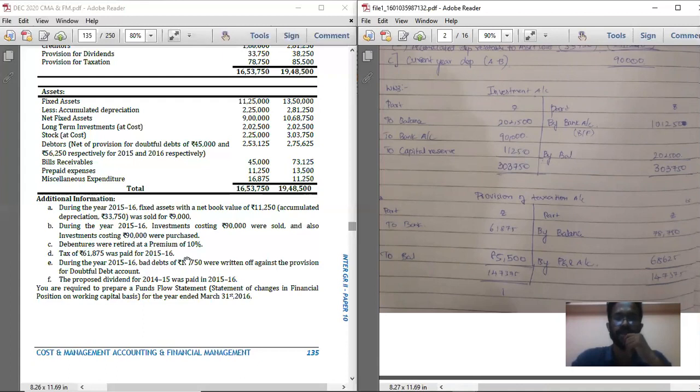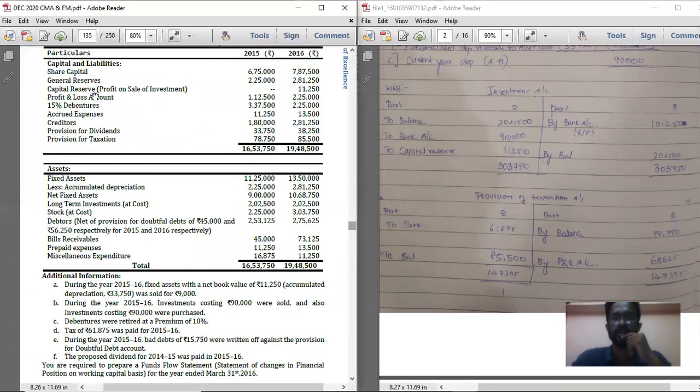So here they have directly given that the profit has been taken to capital reserve. See, they have given capital reserve, profit on sale of investment. Normally, profit on sale of investment in the investment account you will calculate to P&L. But here it has been transferred to capital reserve. So to capital reserve 11,250. So this is the investment account.